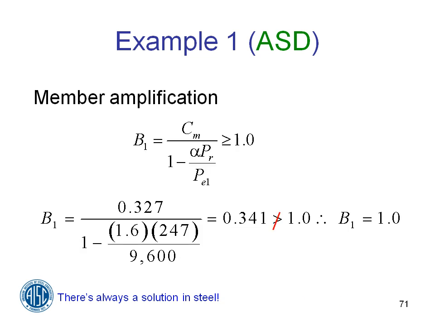Taking that information then, because it's ASD, I need to use that 1.6. So I've got C_m of 0.327 over 1 minus 1.6 times the axial load, 247, over P_e1, 9,600. B1 comes out to be 0.341, and it must be 1 or greater because we can't reduce the moment because of second-order effects. And so what we see here is that the reverse curvature of this column means there is no increase required, and B1 is going to be taken equal to 1.